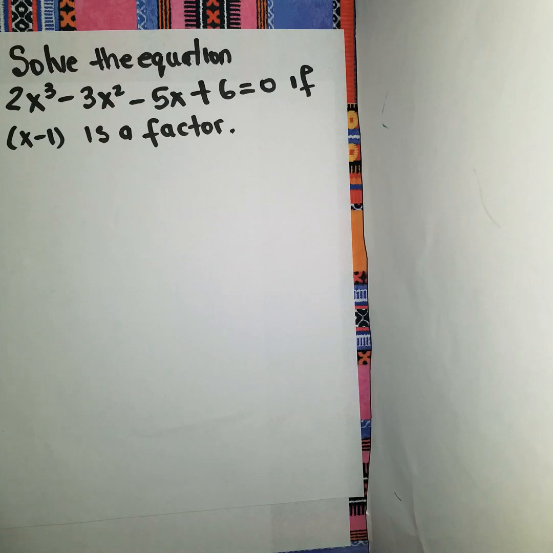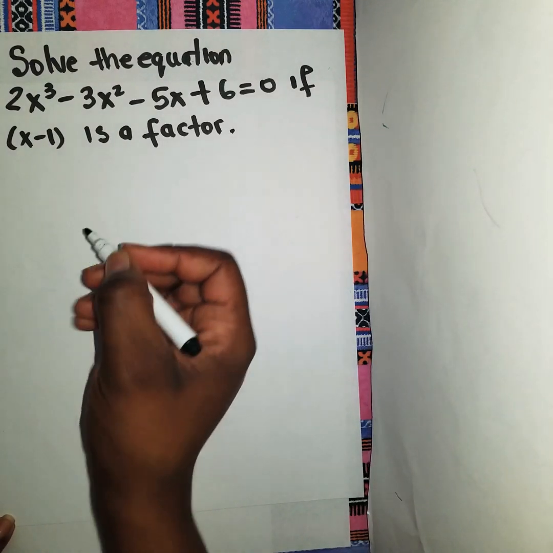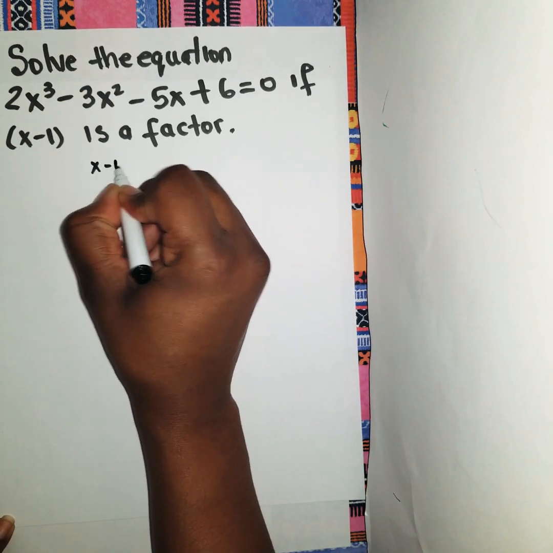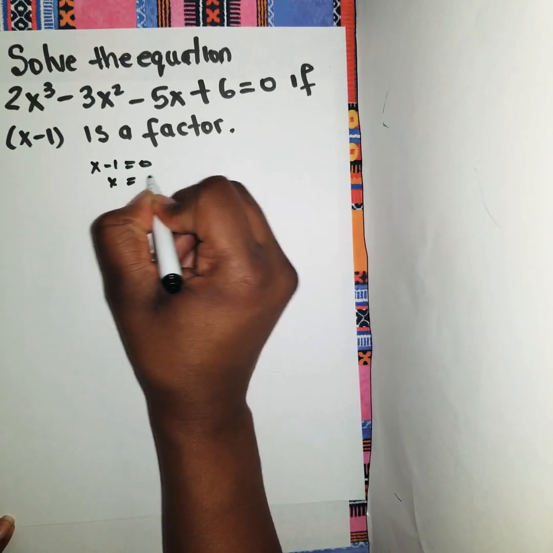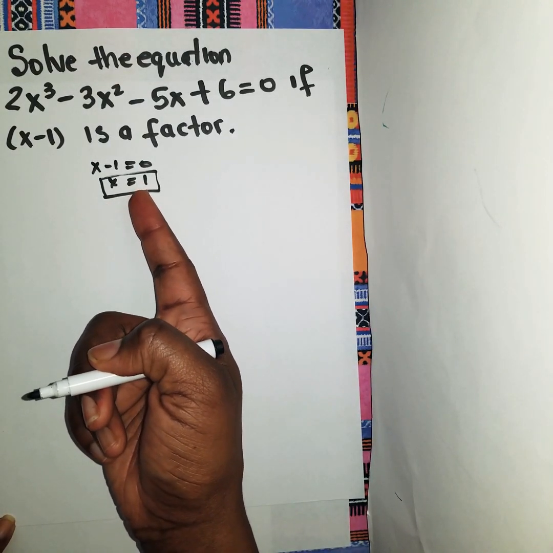Since I'm not seeing one at all. So here they told us that x minus 1 is a factor already. All right, so if you want to know the root, because remember it's the root that we use, we say x minus 1 is equal to 0, x is equal to 1. So this is the number that we will be using for the synthetic division.